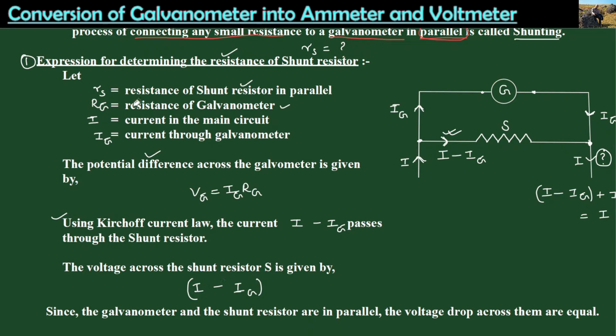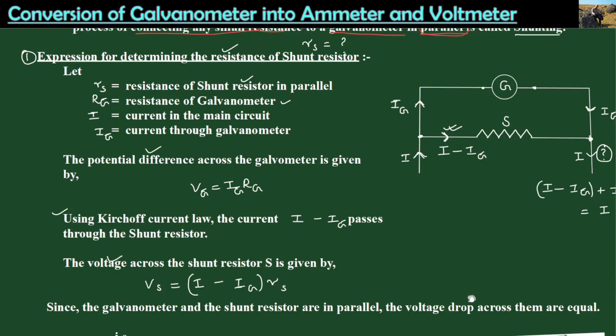And what is the resistance of the shunt resistor? It is Rs. So you need to take that value of Rs and put it over there. So this will be the voltage across the shunt resistor. Over here, let me write this as Vs.